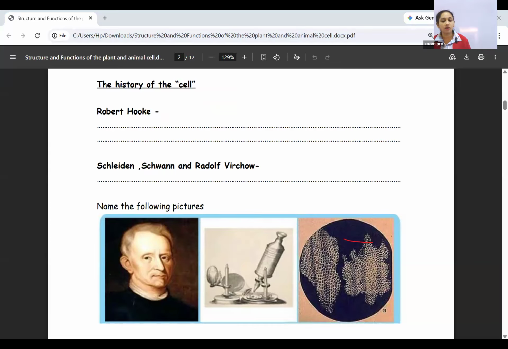He has used a thin slice of cork. Thin slice means you can use a blade and take a very thin slice, a very thin membrane. Cork, I think you have seen that in champagne bottles, there are some wood stoppers, and they are called cork. How is cork made? You have learned the process of making cork in previous pages.